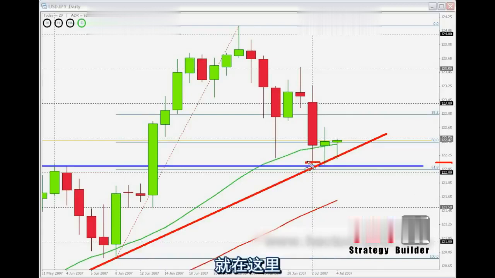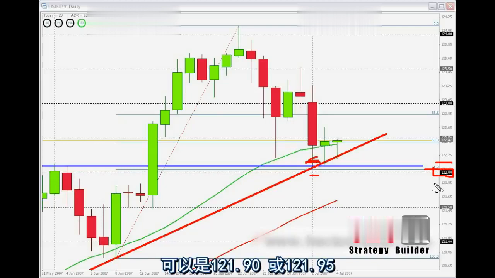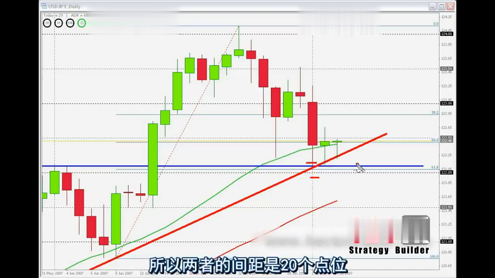Right there. And our stop loss would be just a few pips below this 122.00, perhaps 121.90, 121.95, more or less. 121.90 would be a good place to place your stops. So the limit entry would be at 122.10, and the stop loss would be at 121.90. So we are talking about a 20 pip stop loss plus a spread. Let's say a 22 pip stop loss.